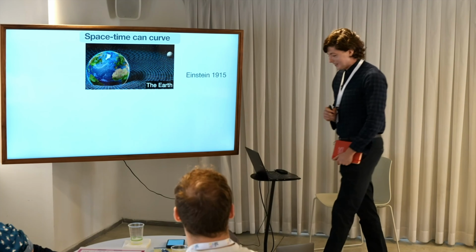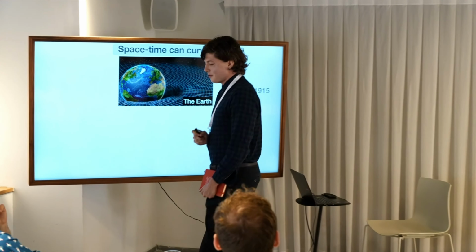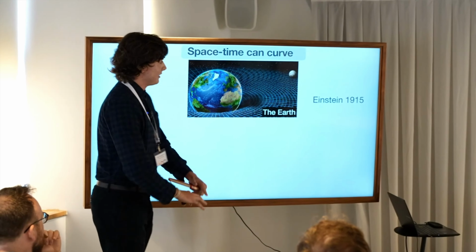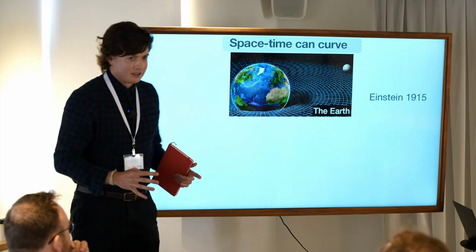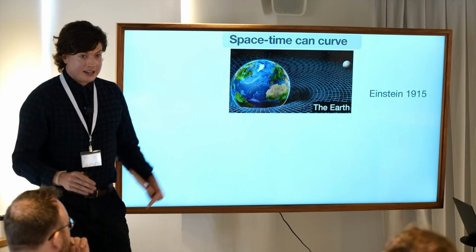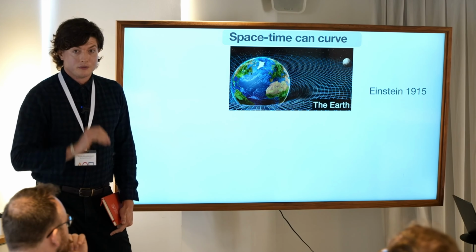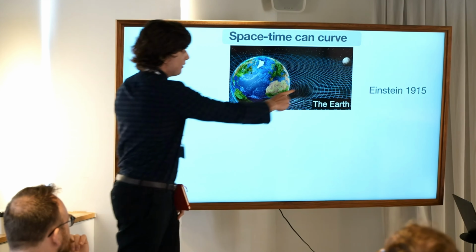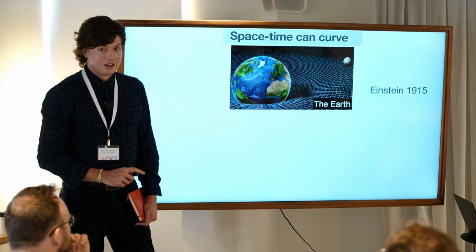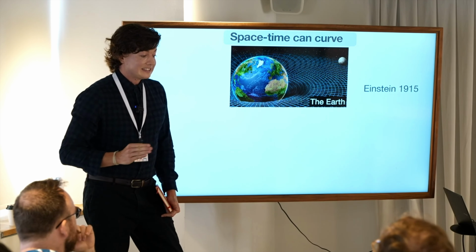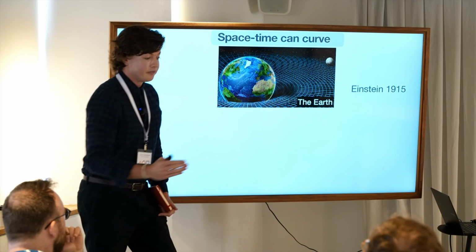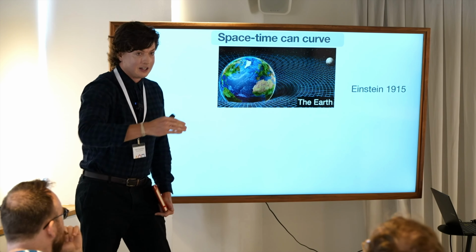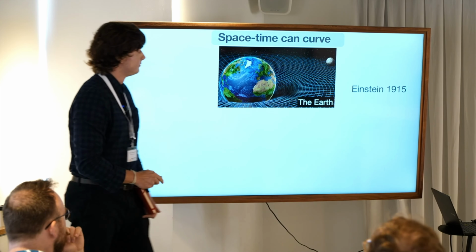We know, since Einstein's 1915 theory of gravitation, that space-time can curve. Earth, being very massive, can curve space-time, and this impacts the motion of the moon. The moon feels the curvature of space-time and follows a slope, and this makes it move along a circular orbit and not a straight line.